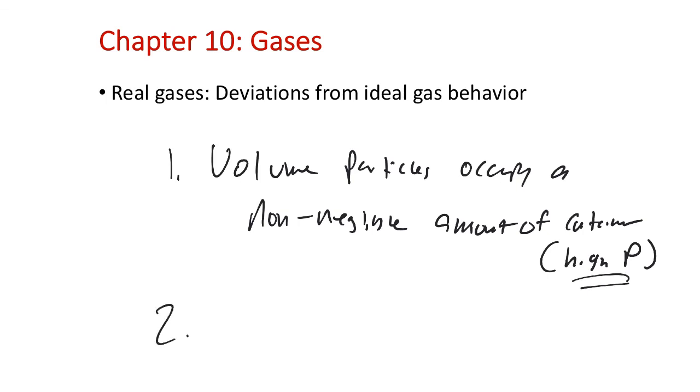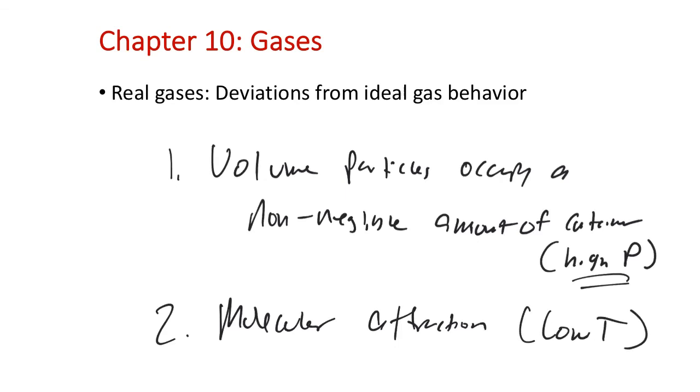Then another issue happens when the gas particles start to be attracted to each other. The other place where we get deviations in ideal gas behavior is at the point at which the molecules start to become attracted together. Molecular attraction begins to occur as we approach the boiling point, so this is a low temperature problem. So there are two different scenarios where we tend to have deviations from ideal gas behavior: whenever the volume of the particles begins to occupy a non-negligible portion of the container at high pressures, and whenever the molecules begin to have an attraction for themselves.